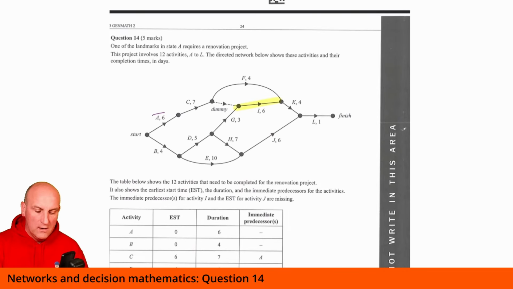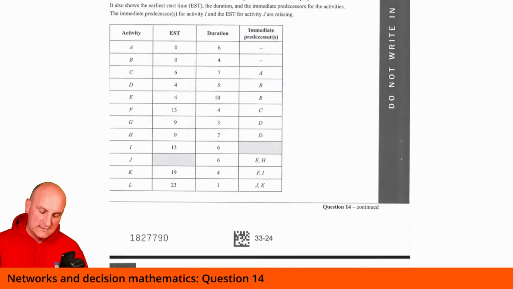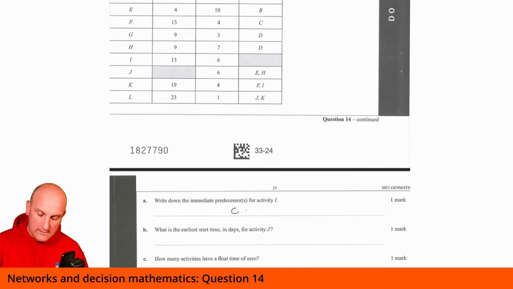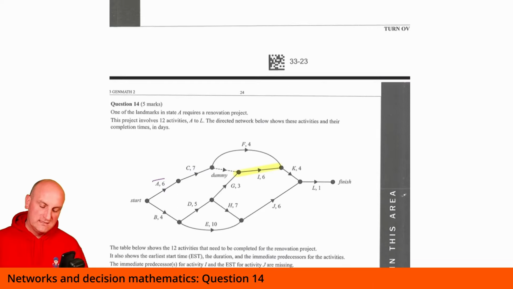What can only start when what has been finished? G and C. All right, so I'm going to say C and G there. Hopefully I got that right. What is the earliest start time for activity J?